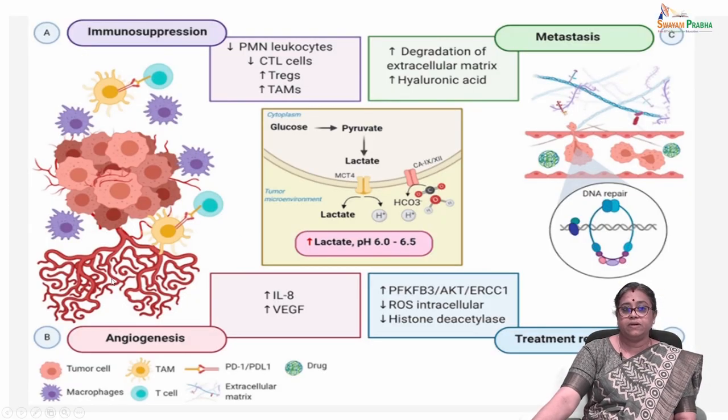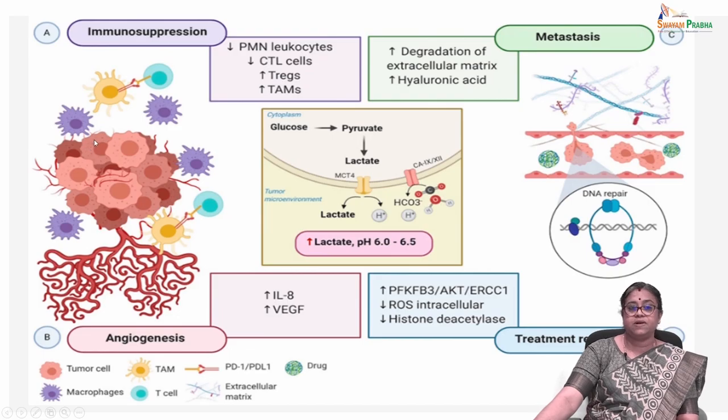Similarly, in a tumor environment, there can be a lot of changes pertaining to immunosuppression, pertaining to angiogenesis, pertaining to metastasis and treatment resistance. So, let us understand how these things happen. Within the tumor microenvironment here, as I showed you here, there are the tumor cells. Now, these are the new blood vessels. You have the macrophages, and then you have the tumor-associated macrophages and the T cells interacting with the TAMs. So, all these can lead to the immunosuppressive environment.